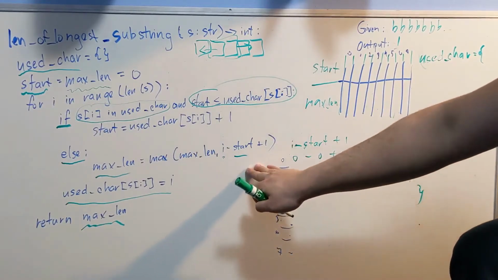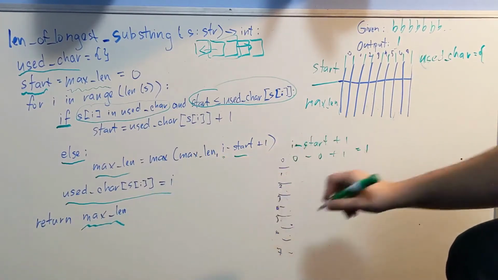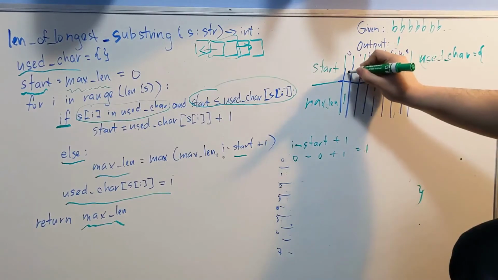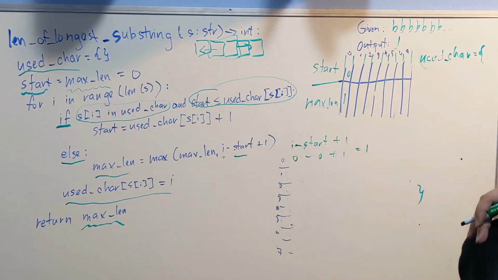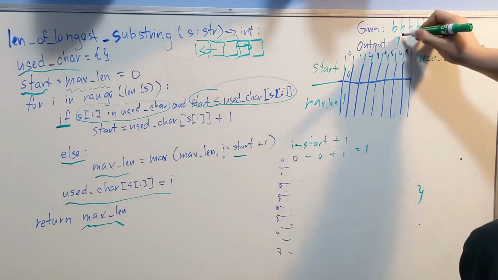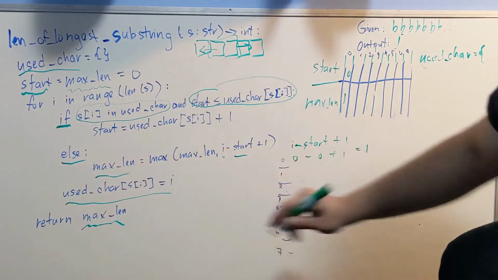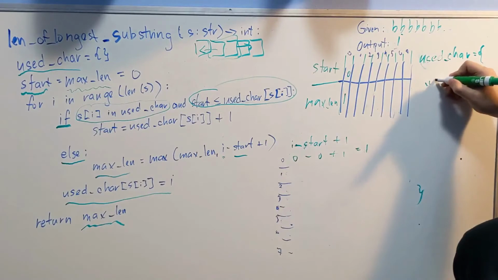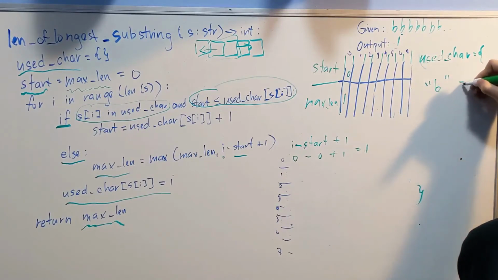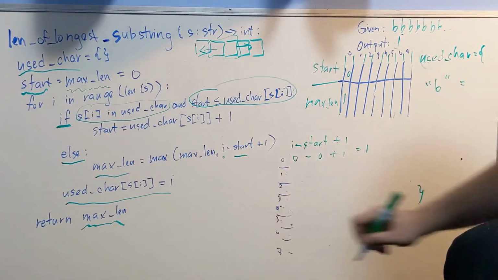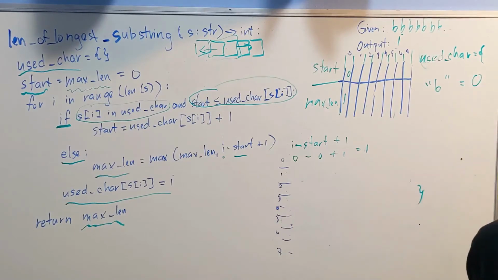Is 1 greater than 0? Yes, we'll update that. Start is 0. Now we go to the next element, which is, before that, we have to update this one. The element as a key and the position of I as the value.